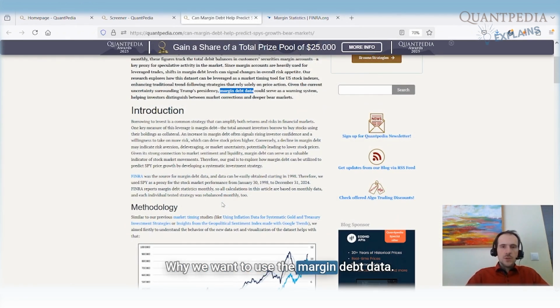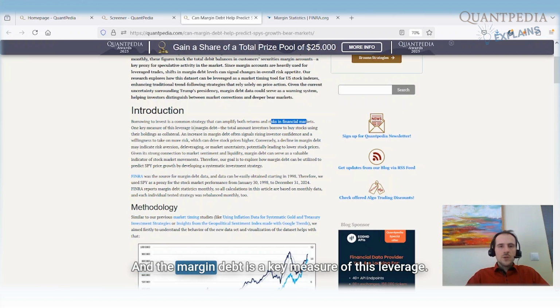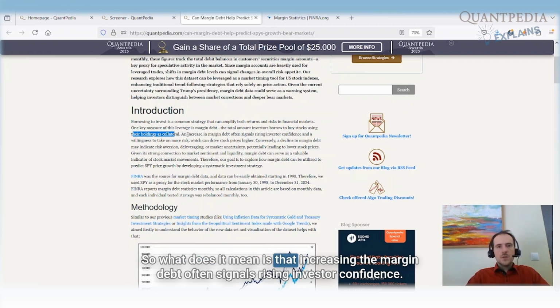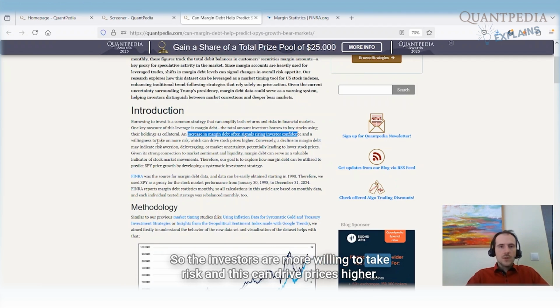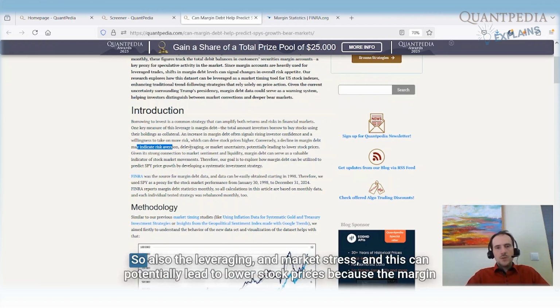Why do we want to use the margin debt data? Borrowing to invest is a very common strategy, and it can amplify both the returns and also the risk in the financial markets. And the margin debt is a key measure of this leverage. The margin debt is the total amount investors borrow to buy stocks using their holdings as collateral. What it means is that increasing margin debt often signals rising investor confidence. So the investors are more willing to take risk, and this can drive prices higher, of course. On the other side, a decline in the margin debt may indicate risk aversion, also deleveraging and market stress, and this can potentially lead to lower stock prices.